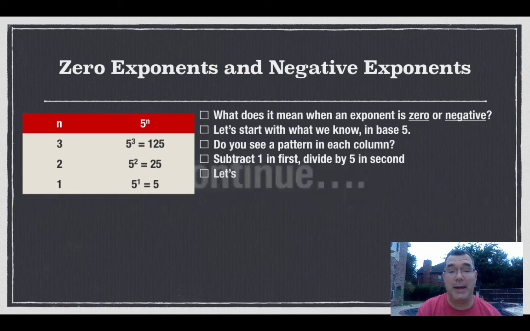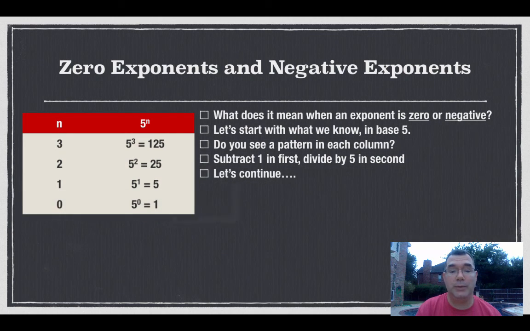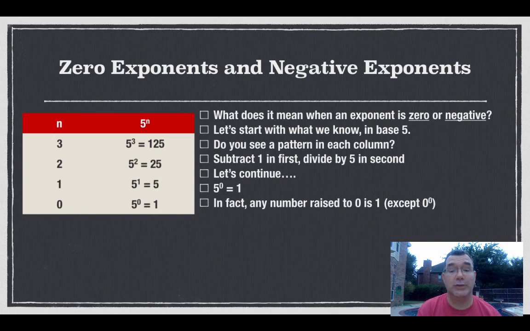So since that's the pattern, I'm going to continue the pattern, so that the next value of n will be 0, and 5 to the 0 will be whatever 5 is divided by 5, because I keep dividing by 5. And 5 divided by 5 is going to be 1. So 5 to the 0 is actually equal to 1. And in fact, that's a rule you need to remember. Any number raised to the 0 is 1 unless you have 0 to the 0. That's actually indeterminate. We'll get into that in a later lesson or a later course, actually.